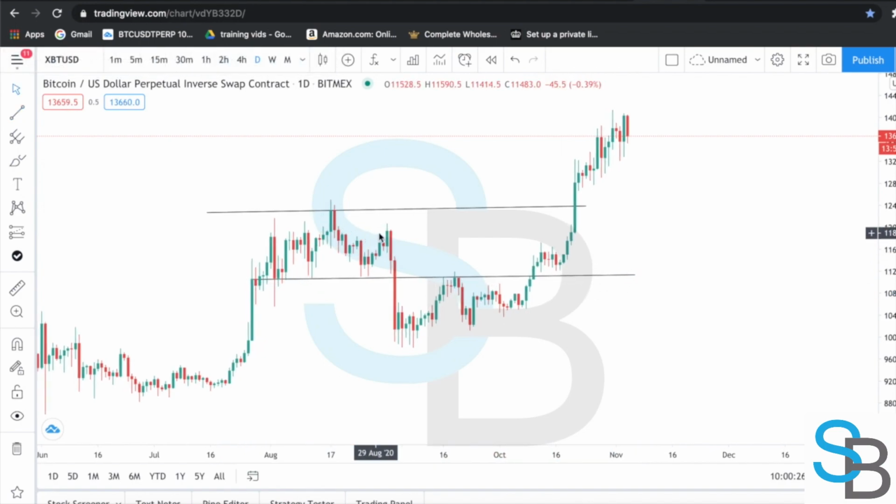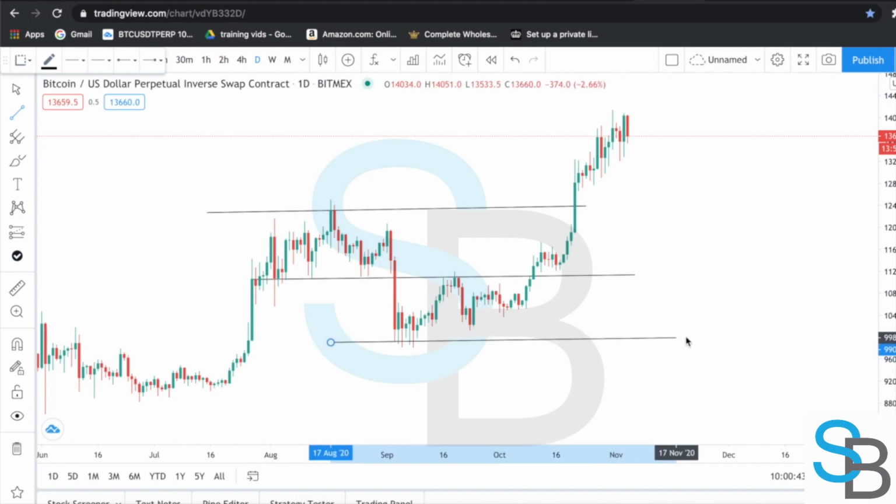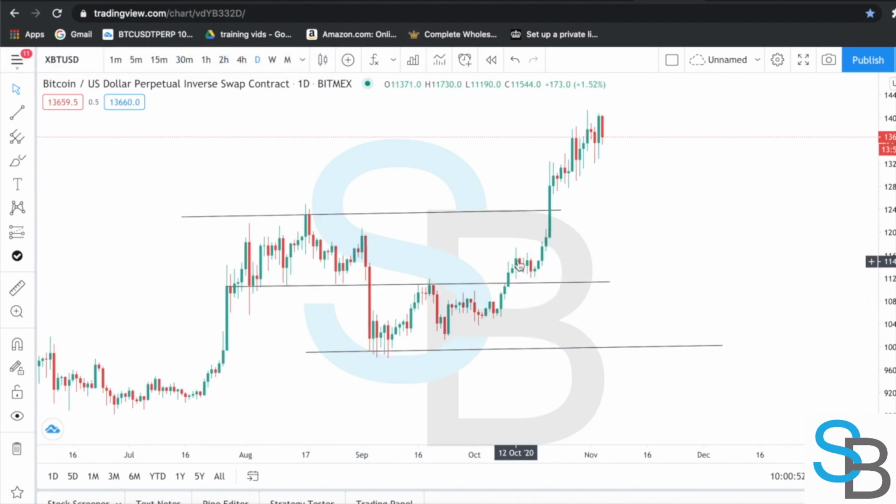Now see, the support zone got broken, which has turned into a resistance. As you can see, this is now the resistance and the price bounced back from this zone 1, 2, 3, 4, almost 5 times, which means that this is a support. Let's draw it. This is our support now and this is our resistance. Upon breaking the resistance, as you can see, this has turned into support. Now we have to buy over here and we have to sell at the resistance level back.